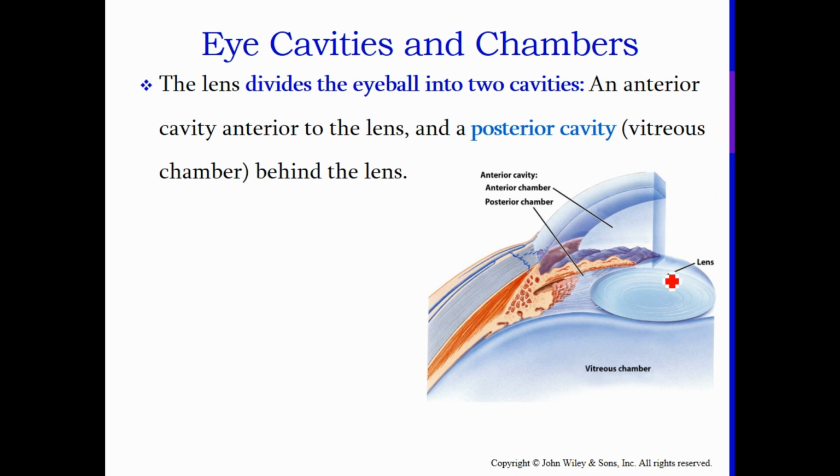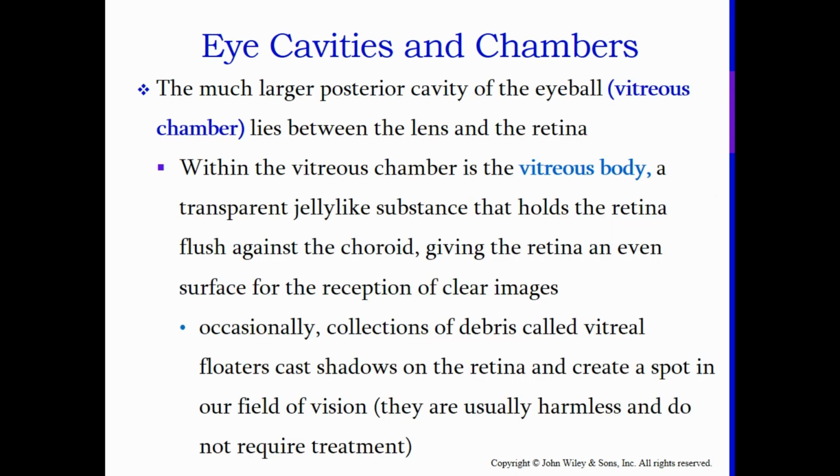So the lens is a physical barrier between the fluid in the front and the fluid in the back of the eyeball. Again, the fluid in the front is the aqueous humor, and it fills the anterior cavity or anterior chamber. And the fluid behind the lens is called the vitreous humor, and it fills the vitreous chamber. They don't mix because the lens separates the front from the back part of your eye.